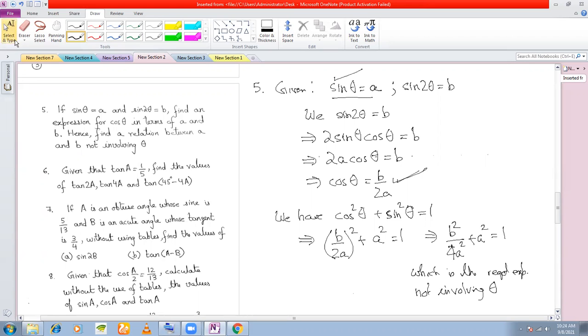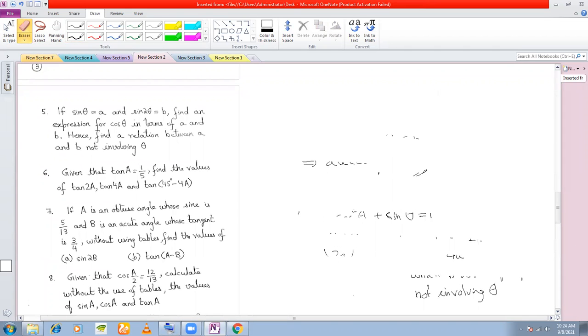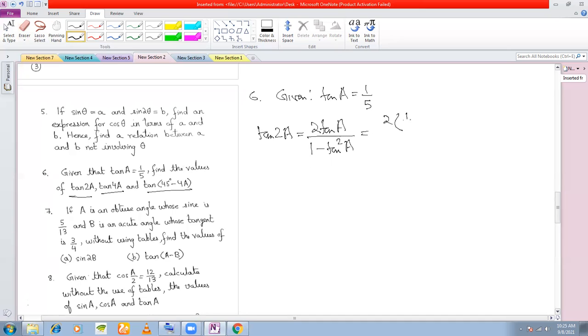Okay, perhaps I can finish the 6th one also. 6th one is also a short one. Number 6, given tan A is equal to 1 by 5. You need to find out the values of tan 2A, tan 4A, and tan of 45 degree minus 4A. So let's start with the first one. Tan 2A is equal to, from the multiple angle formula, 2 tan A by 1 minus tan square A. Put the value, tan A to be 1 by 5.